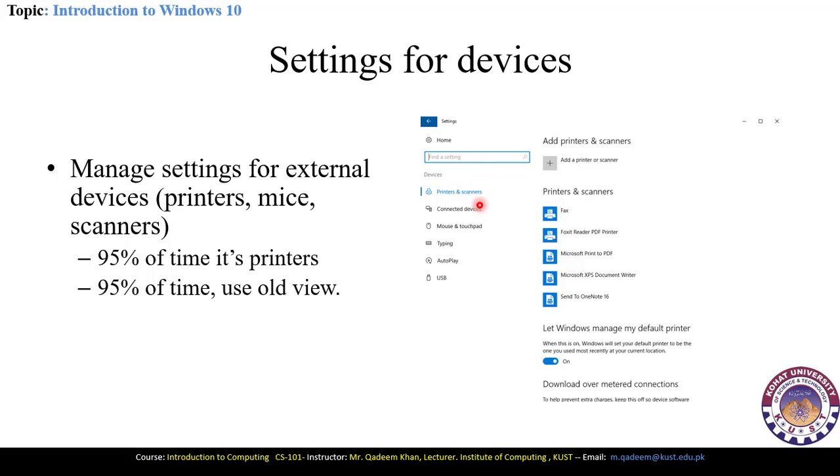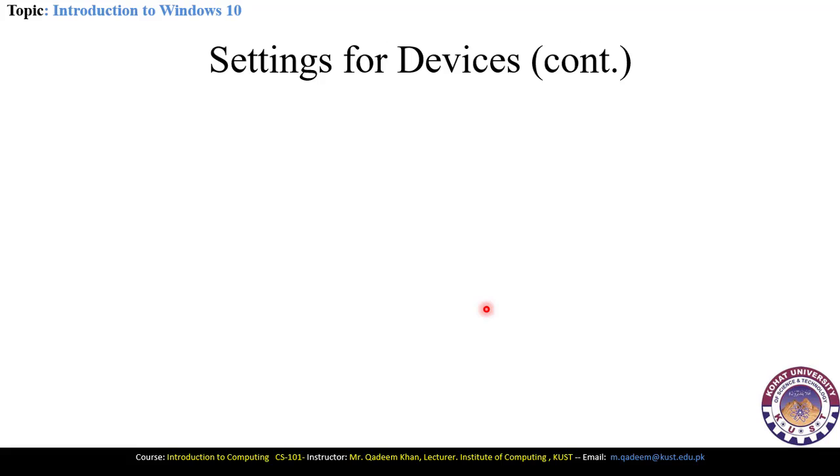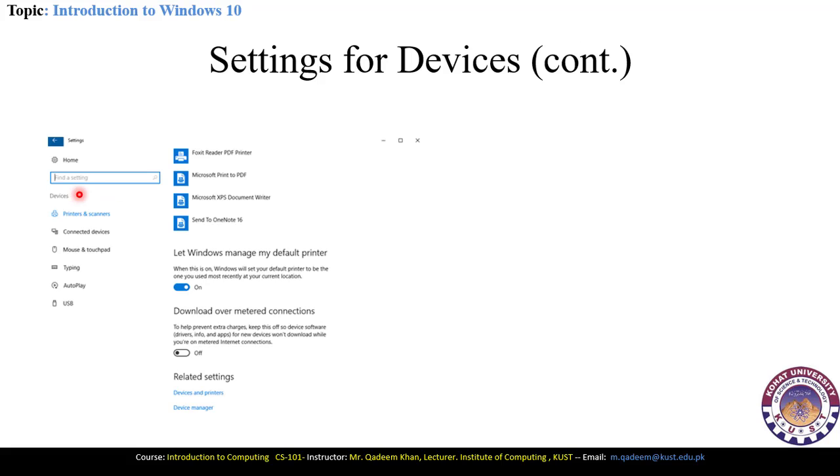So here you will select the printers and scanners, and here you can set your printers. For example, Foxit PDF printer, similarly fax, similarly Microsoft Print to PDF, Microsoft XPS Document Writer, similarly Send to OneNote 16 and so on. So you can set any one of the printers here by clicking that particular printer. When you click on that printer, you will see multiple printers. Just click on that particular printer and you will set the printer here.